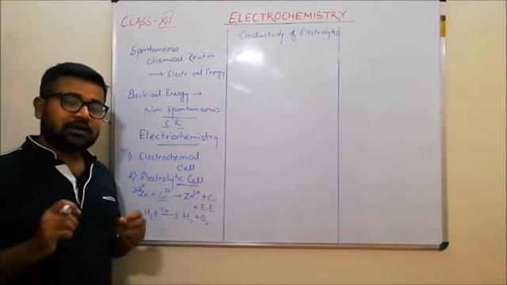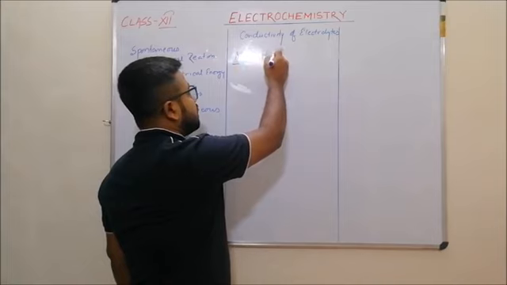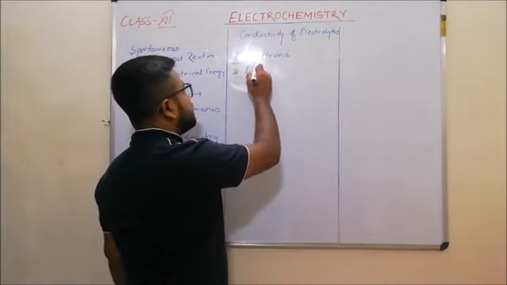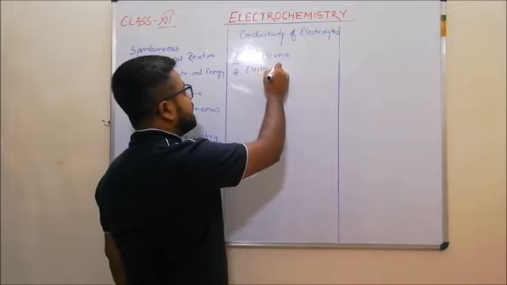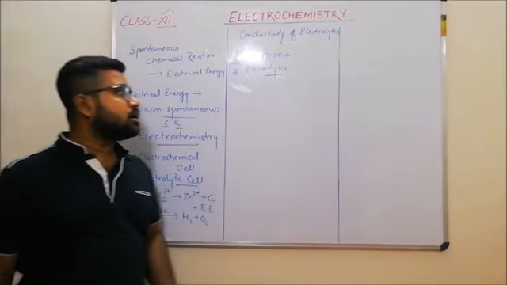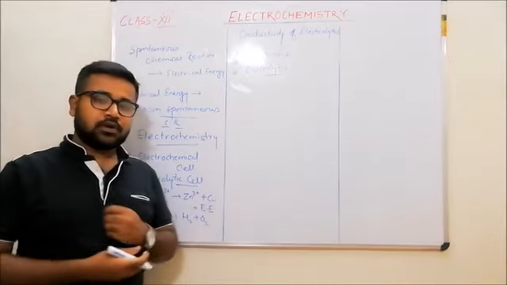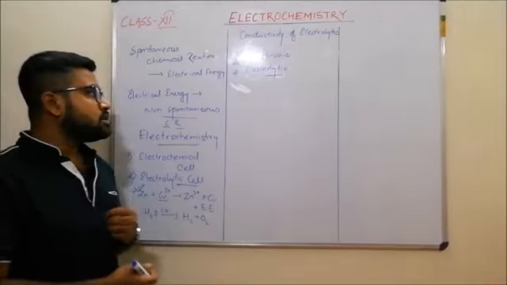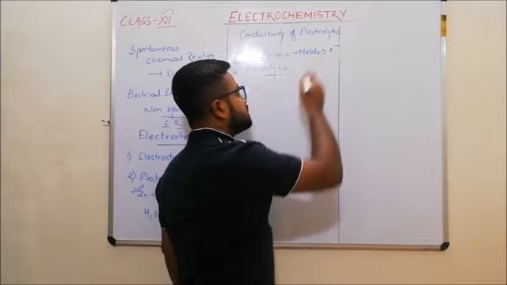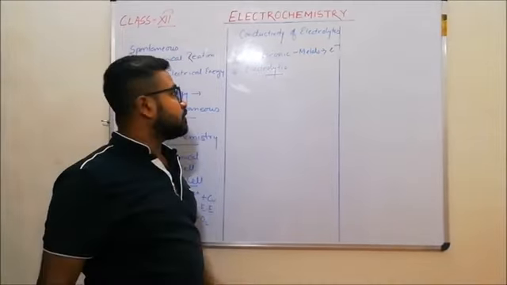Conductors are mainly of two types of conduction: electronic and electrolytic. Two types of conducting materials you can see, electronic conductors and electrolytic conductors. Electronic means the metals, in which the conduction takes place due to the free electrons.